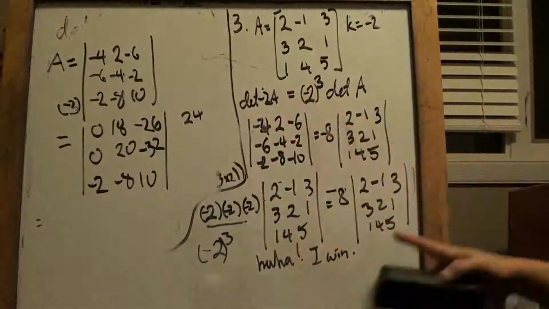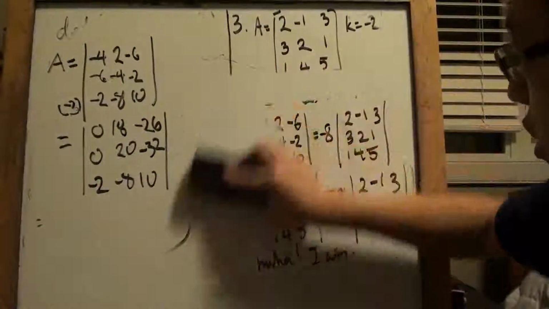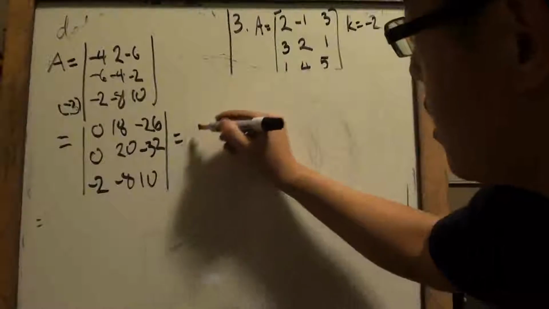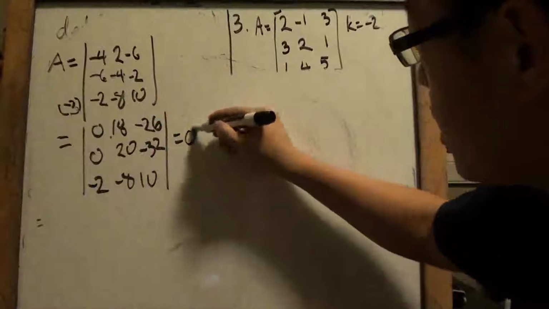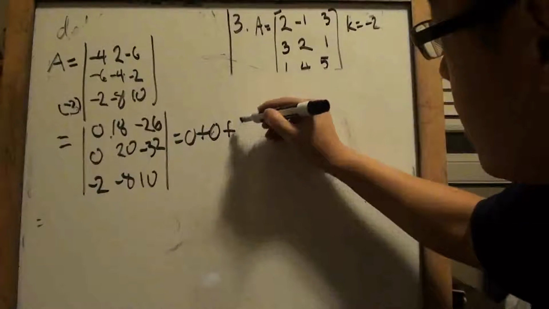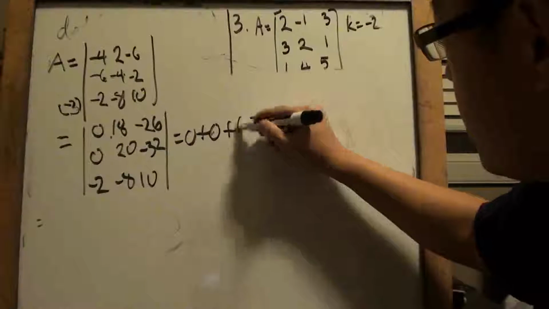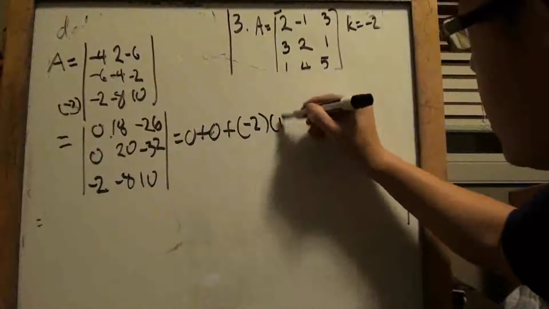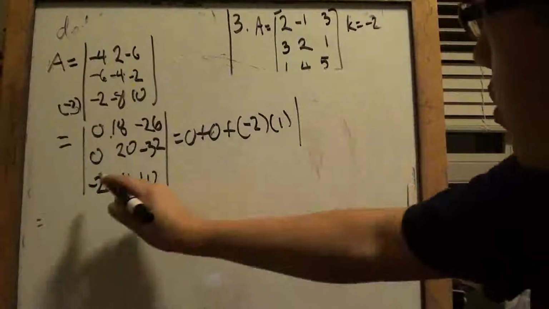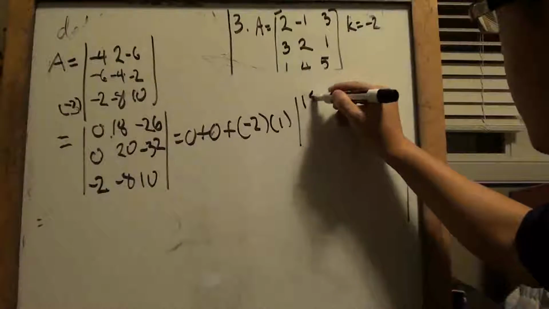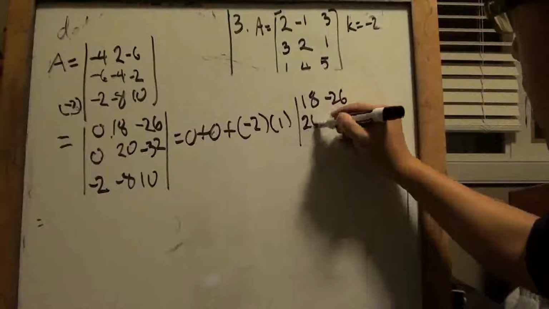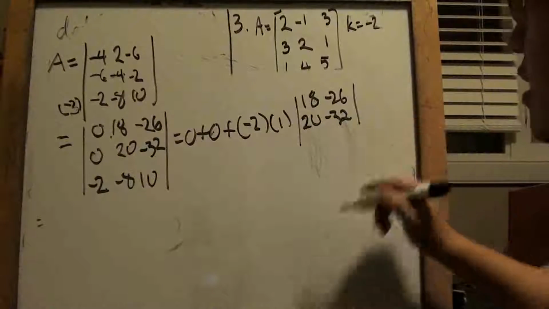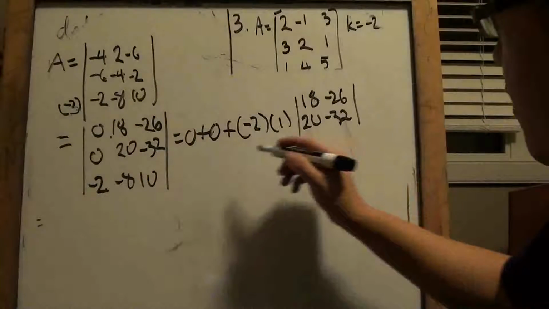So make sure you can always rewind your video to get there. But anyway, so that's 0, 0, 0. So it's going to be 0 plus. Do I need to do this anymore? So it's going to be -2. Sign chart, right? Positive, negative, positive. So that's going to be +1. That's going to be 18, -26, 20, -32. This is what happens when you drink caffeine when you're really late. It starts to have an effect on you.